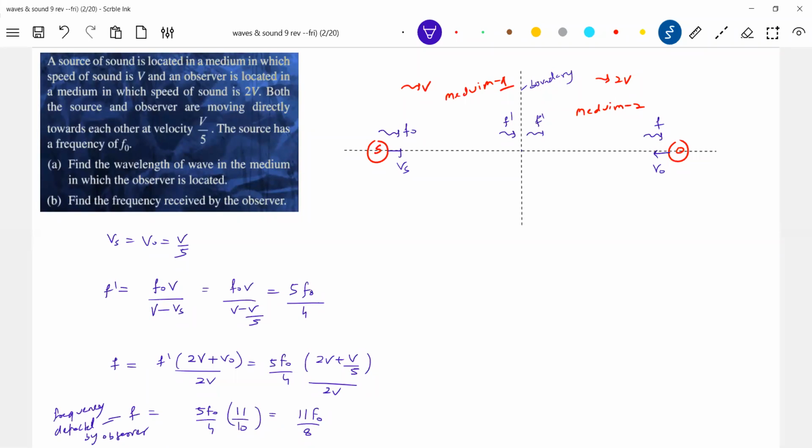Find the wavelength of the wave in the medium in which the observer is located. Lambda equal to f dash by 2v. Shall we make it only this much here? Relative speed we should take, no, sir. No, find the wavelength of wave in the medium in which observer is located, so not the wavelength of waves received by observer.